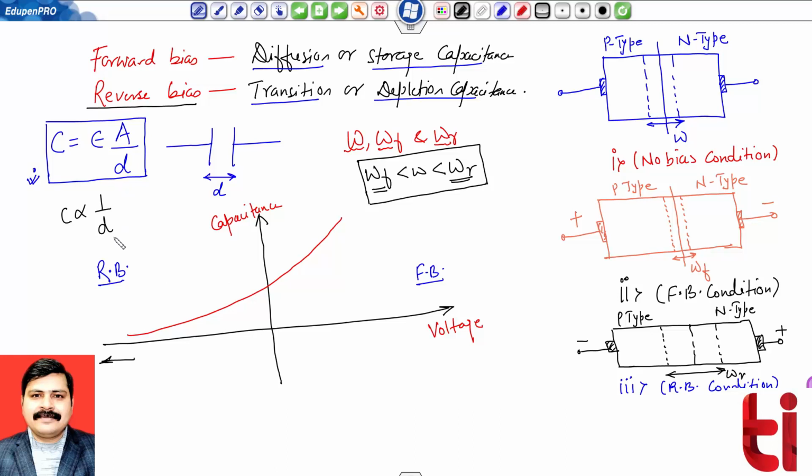In this formula we have used D. So if I am saying that voltage is increasing, correspondingly the value of omega R is also increasing. So if omega is increasing, that means C will be decreasing. The capacitance will decrease, and you can see it in the curve. Over here, I am mentioning CT, that is my transition capacitance, in the reverse direction.